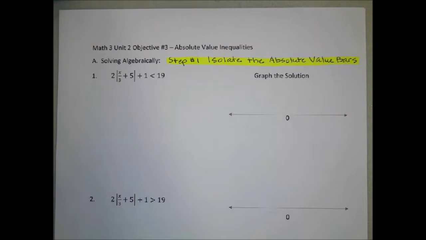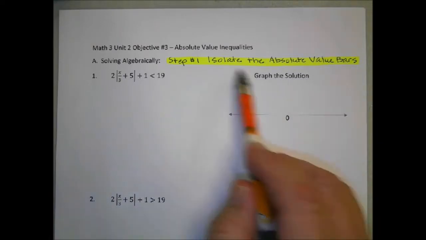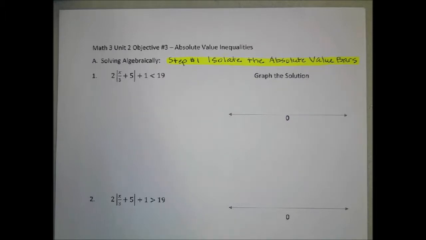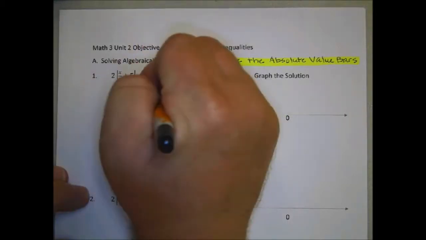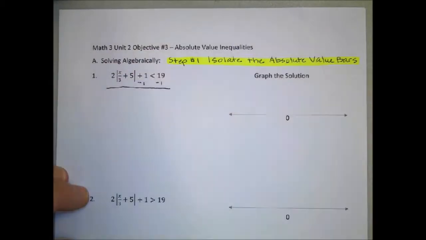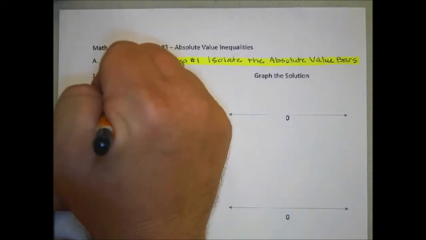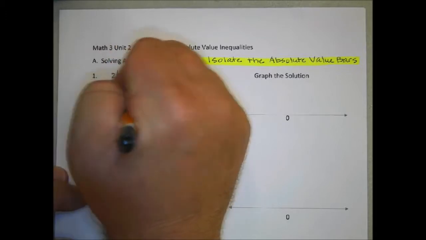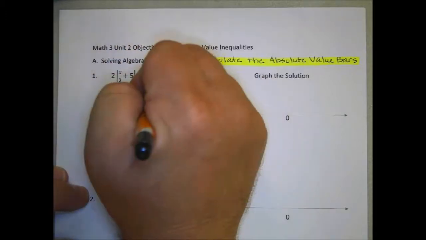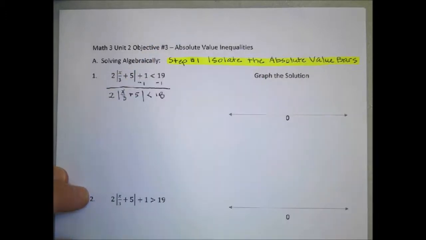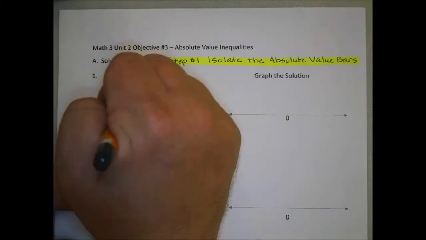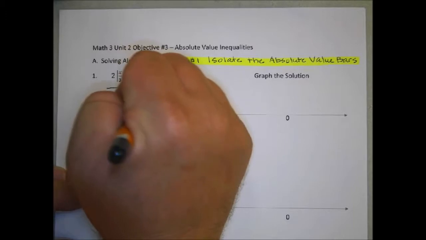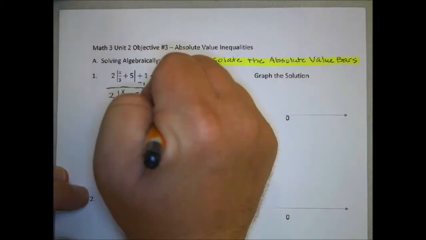Now, just like in objective number 2, the first step is isolate the absolute value bars, which simply means anything that's not in absolute value can go away. So we're going to subtract the 1, and we'd have 2 times the absolute value of x over 3 plus 5 is less than 18. Now the next step would be divide both sides by 2, and we'd have x over 3 plus 5 still in the absolute value bars is less than 9.